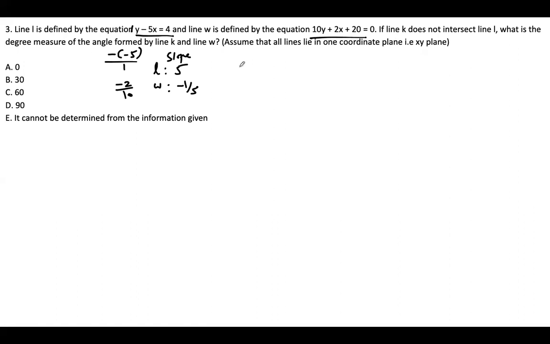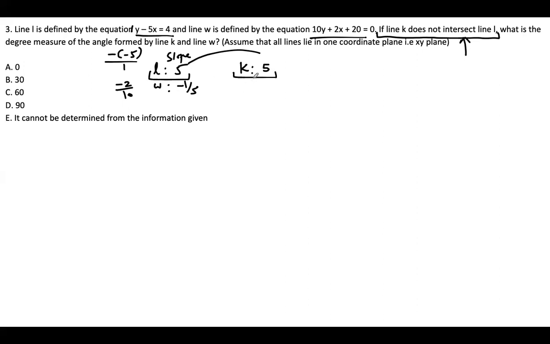If line K does not intersect line L, what does it mean if it is not intersecting? Parallel lines, yes. If the lines are not meeting, not cutting each other, they are parallel lines, and parallel lines will have the same slope.